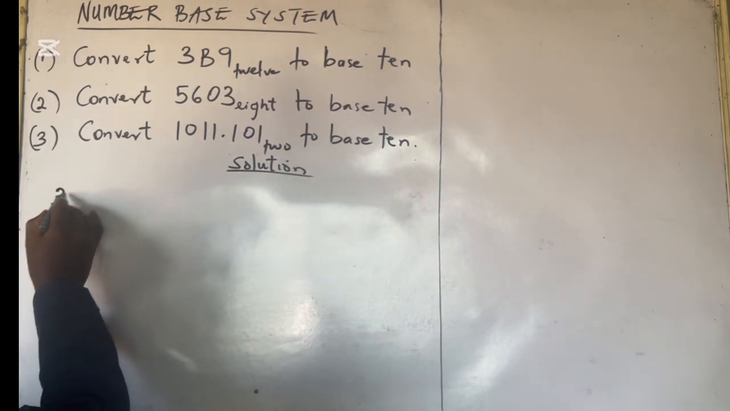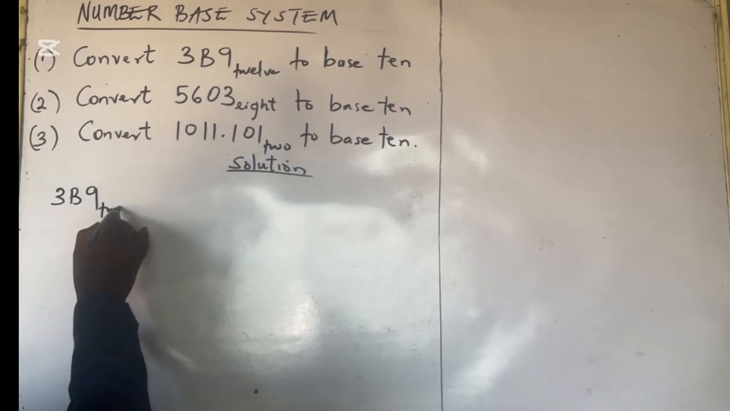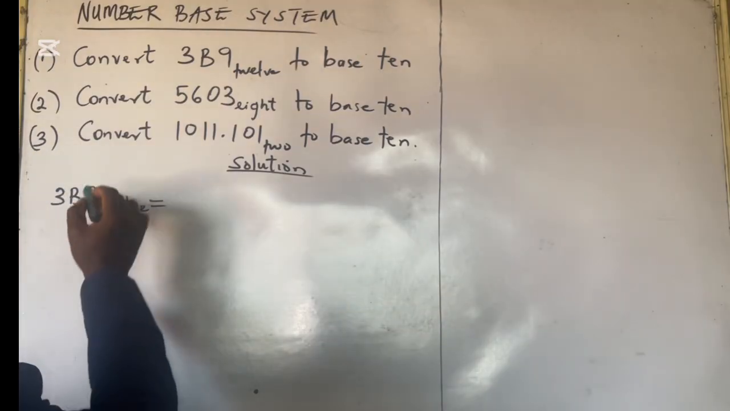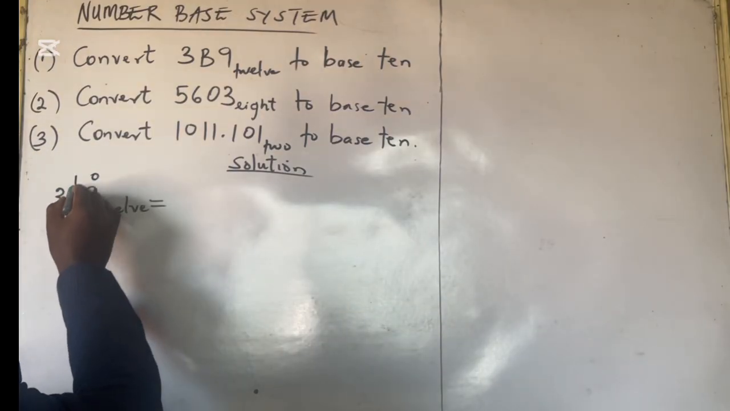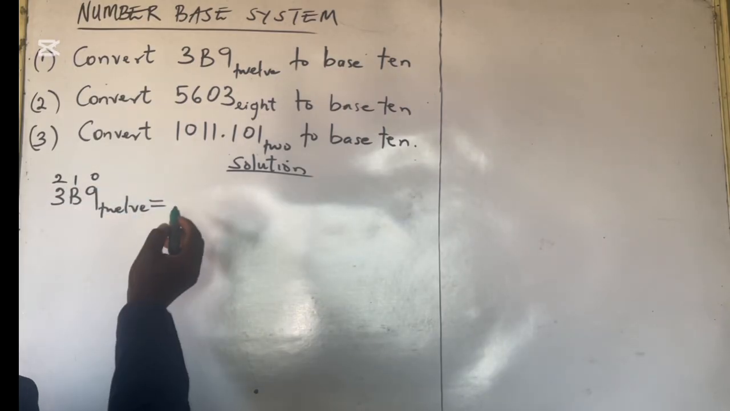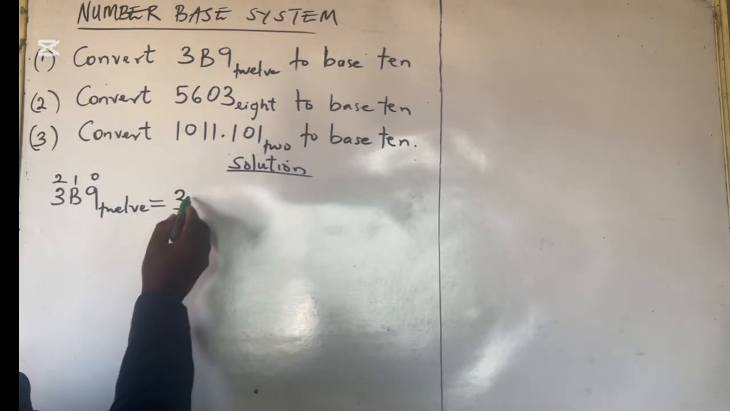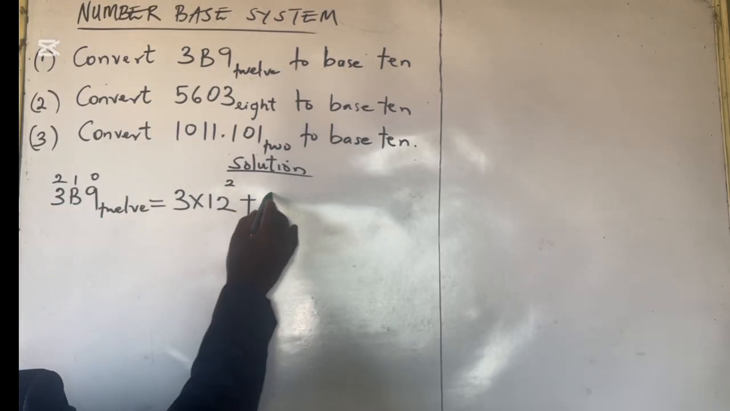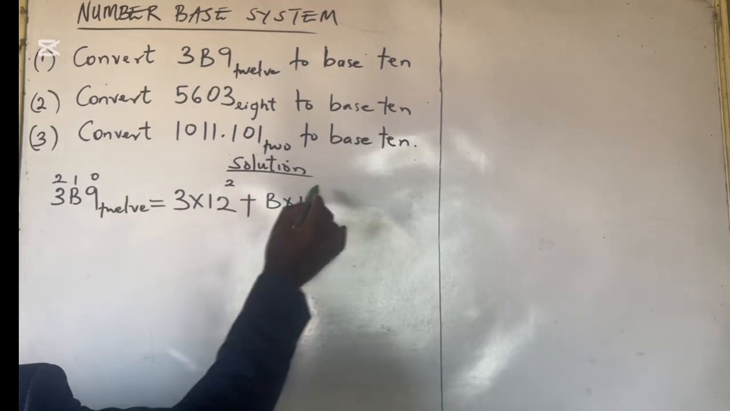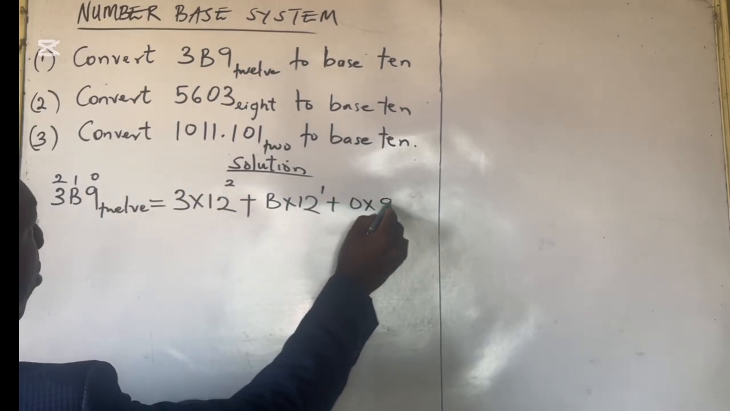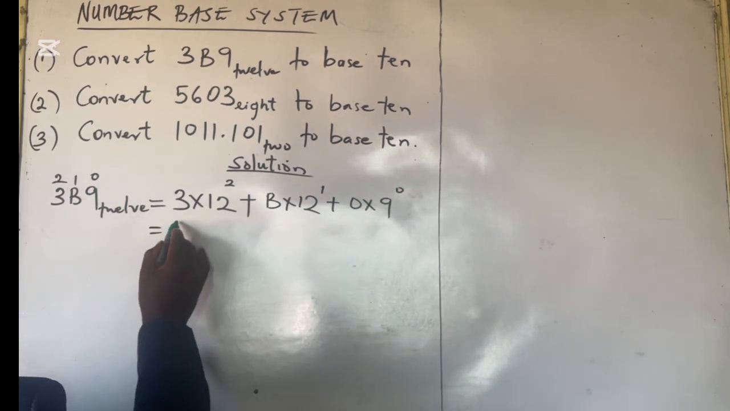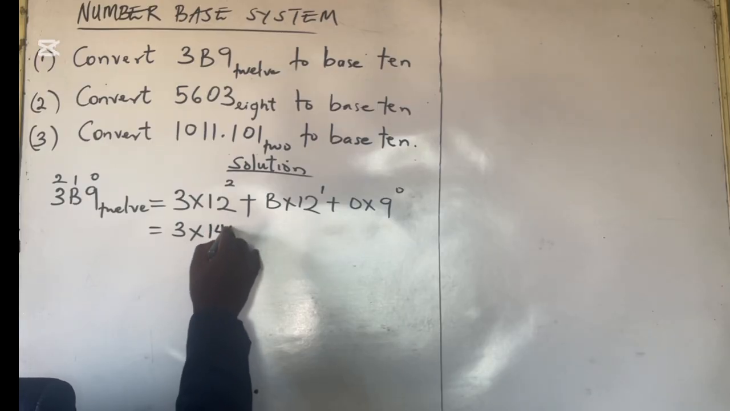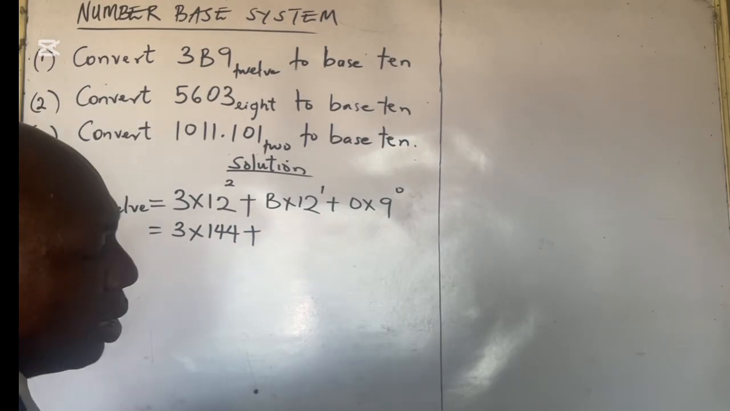So we have 3B9 base 12. For you to convert to base 10, you write down the place value. The place value of 9 here is 0, the place value of B here is 1, the place value of 3 here is 2. So we multiply. We have 3 times the base, that's 12, raised to power 2, plus B times 12 raised to power 1, plus 9 times 12 raised to power 0. So we have 12 raised to power 2, that's 144, plus B in duodecimal.